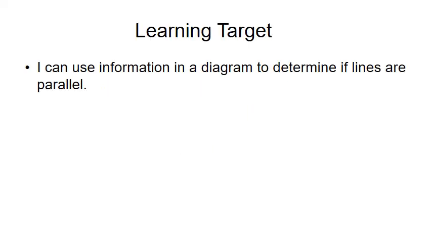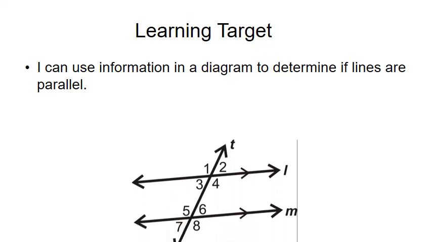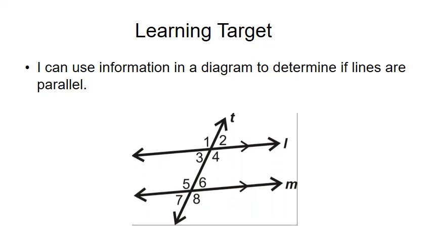Our learning target for today is to be able to use information in a diagram to determine if the lines are parallel. And in this particular diagram, we know that these lines are parallel given that this notation tells us that. So when we see this double arrow right here on both lines, we know that it's parallel. By this diagram, it's pretty easy, but we'll get into more complicated stuff in just a second.